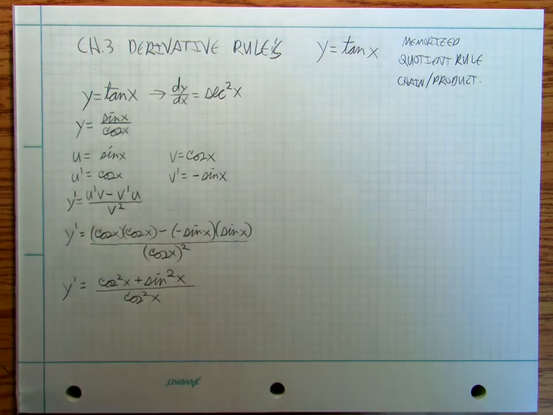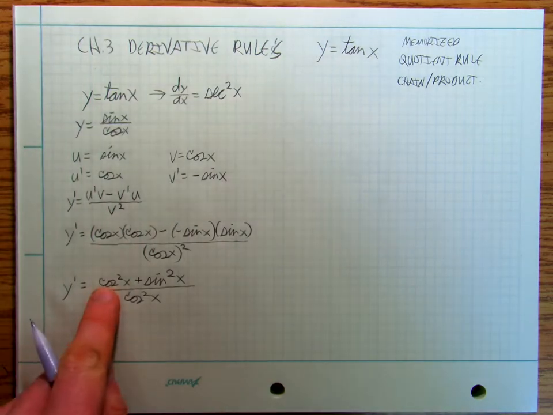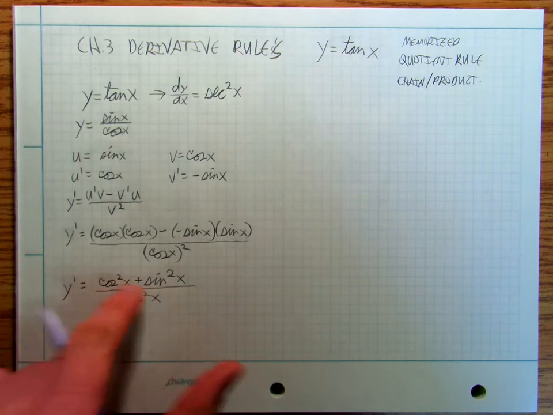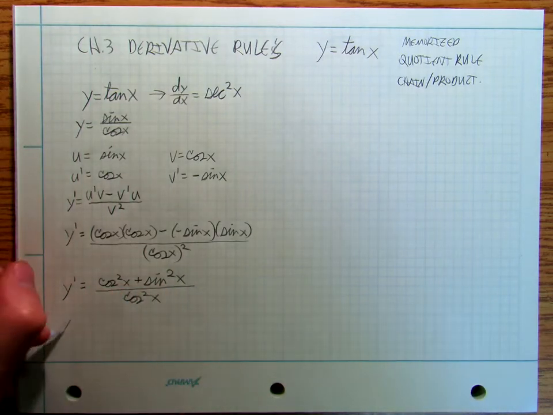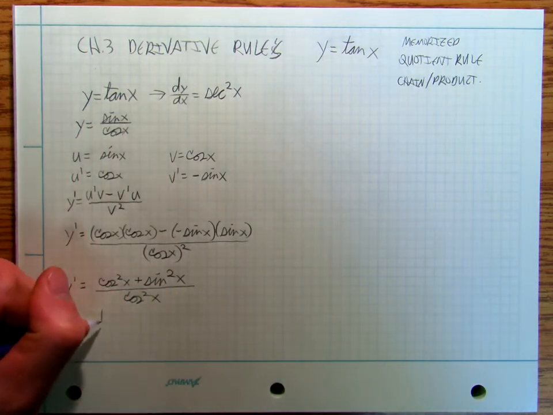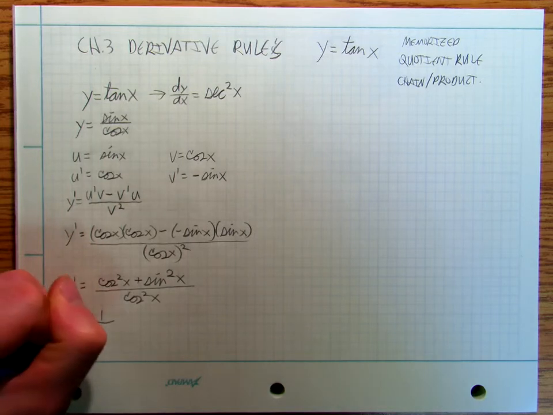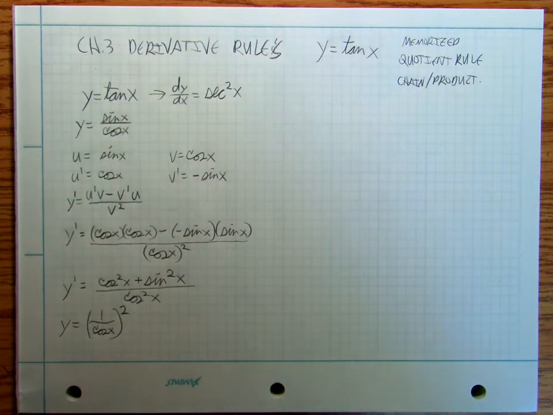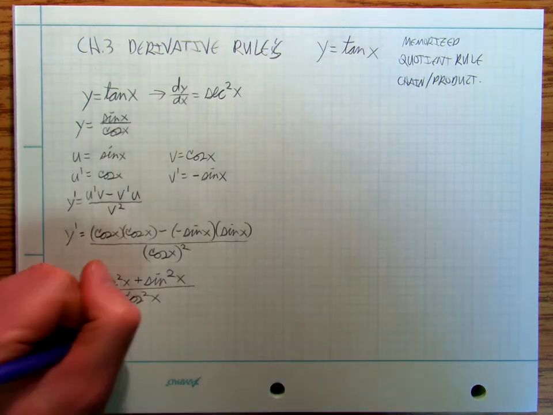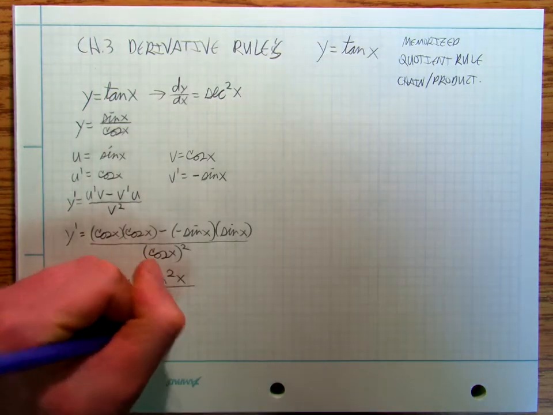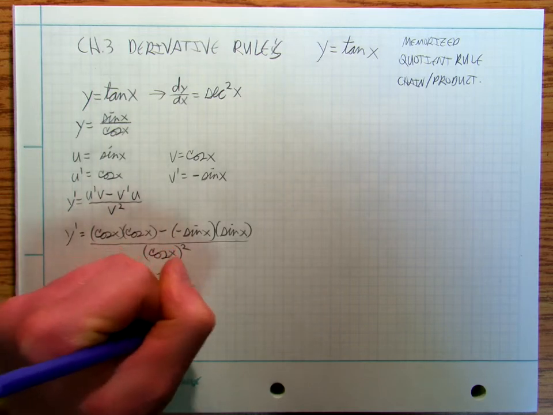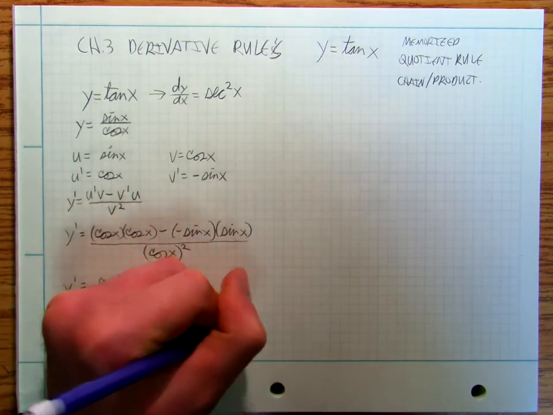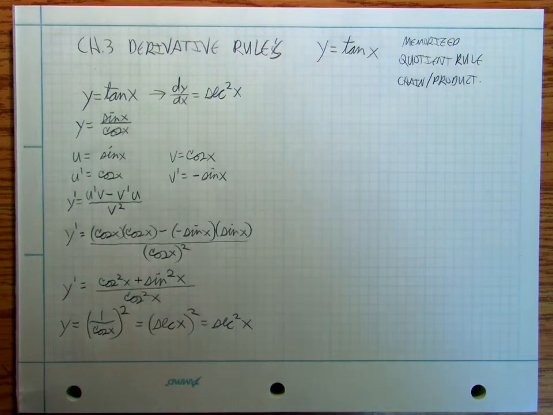Now we have to do a little bit of a leap here. Cosine squared x plus sine squared x, from our Pythagorean identity, that's 1. So I get 1 over cosine squared x, I'm going to write it this way, and that's secant squared x. Bam.